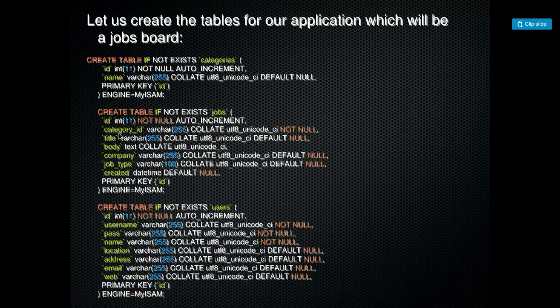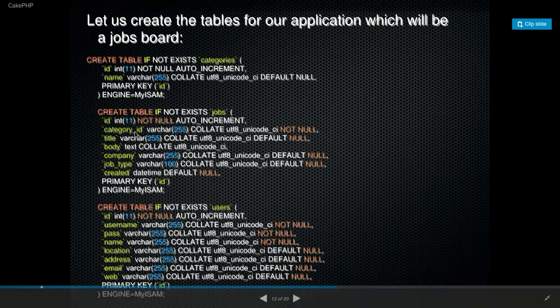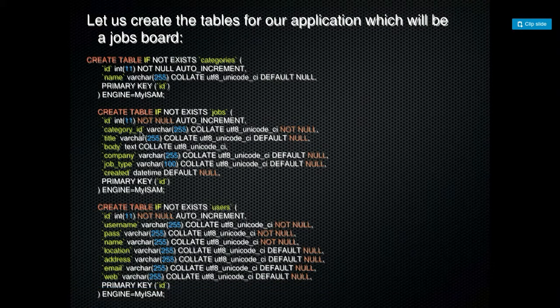Now, the naming convention for the attributes: the names of the attributes will be in small letters, and if the attribute name has two words, like here category_id, then each word will be separated by an underscore. And the attribute name must be a singular word. It cannot be plural like the table name, it must be a singular word.